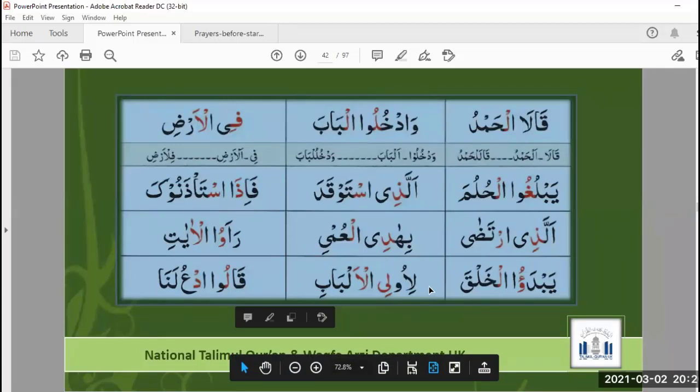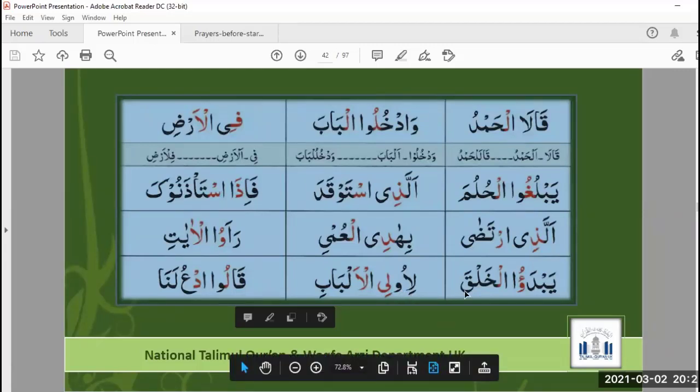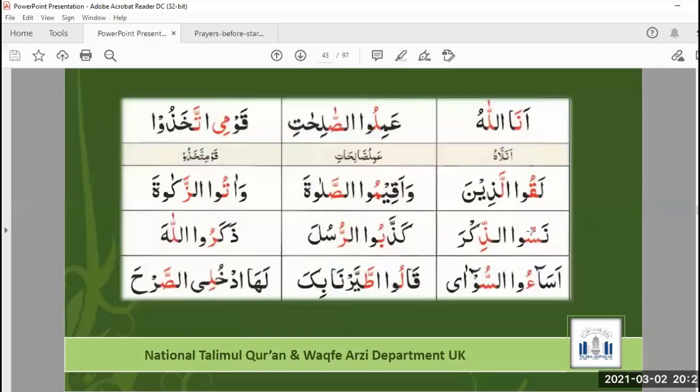Li-ulil albab. Now you have made a mistake because this waw is not any sign, hasn't got any sign. So we will ignore this one as well. Yeah. Li-ulil albab. Thank you very much. Qalud'u lana. Is it ka or qa? Qa. Okay. Qalud'u lana. Well done. Excellent reading. Jazakumullah. Next one, please.